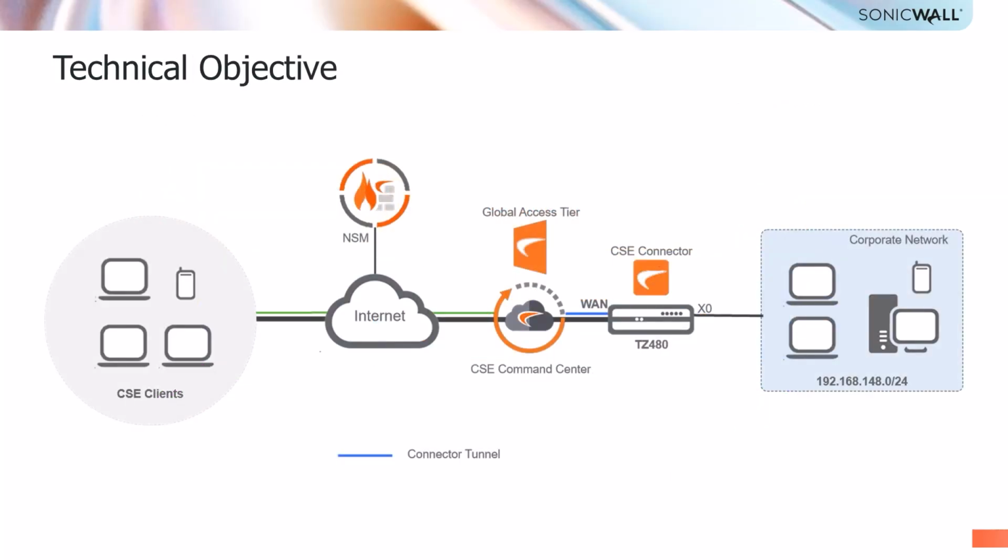In this training, we will use the wizard to configure a VPN tunnel through the SonicWall TZ480 firewall. After configuration, end users can access the network located behind the firewall. Please note that the wizard is available only during the initial launch of the CSE console.